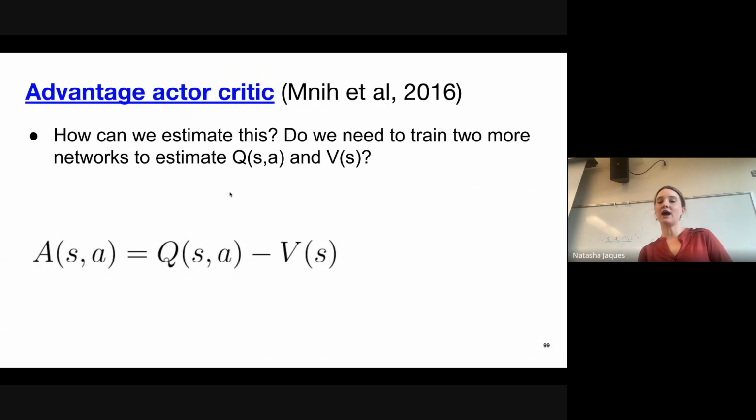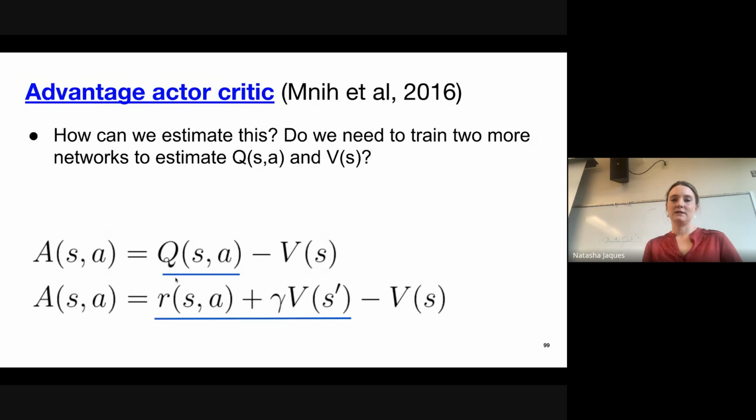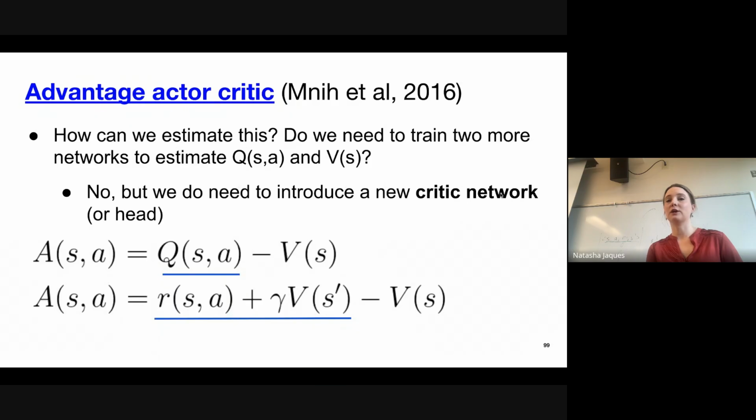Yeah. How do we estimate this? Now it gets a little harder. We basically need to train more networks, but do we actually have to train 2 more networks to estimate both Q and V? The answer is no, because I can rewrite this equation using the definition of Q to be this empirical reward plus discounted V at the next state minus V at the current state. So I just need to train this additional critic network that estimates the value function.